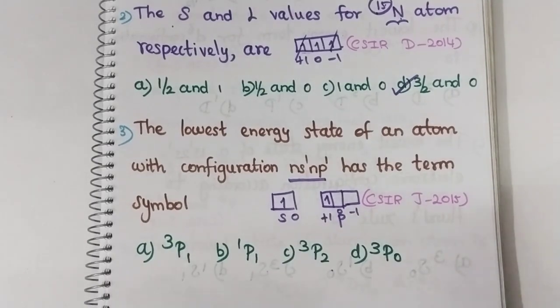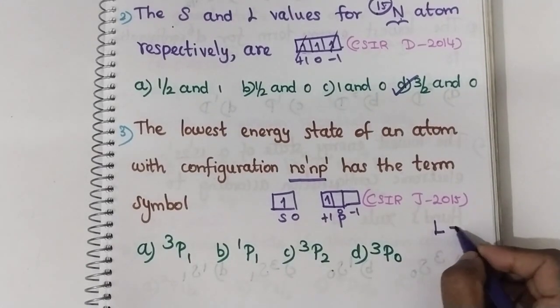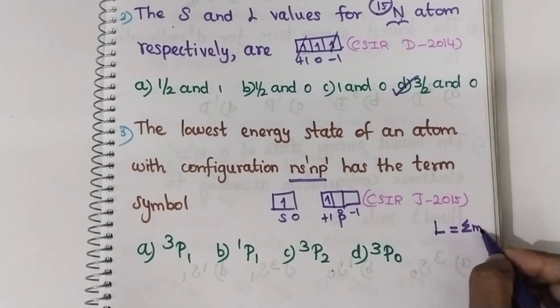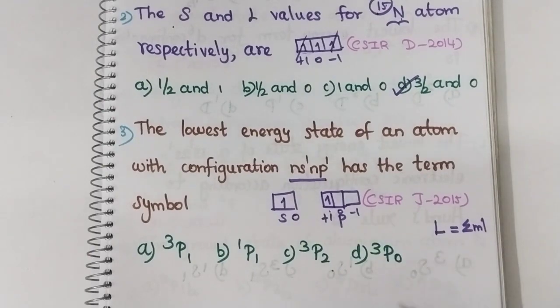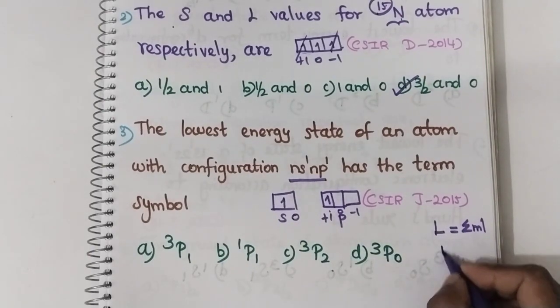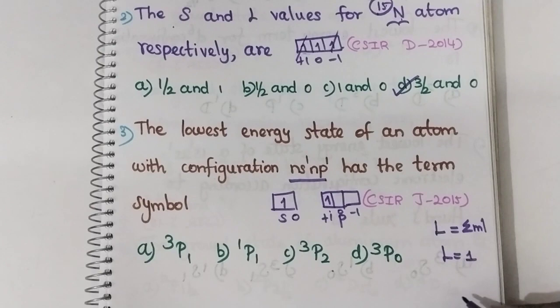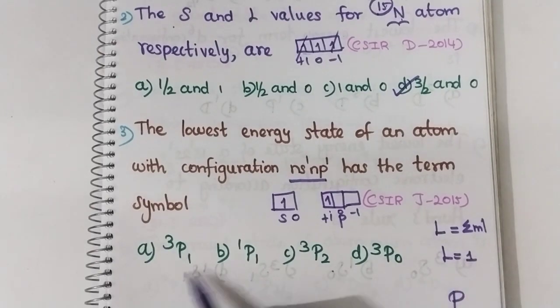S will be 0. So in order to get the term symbol L, you have to sum up the ml values, right? This is 0 and here it is 1. So L is 1. L equals 1 means it is P. In all the options you are having P.